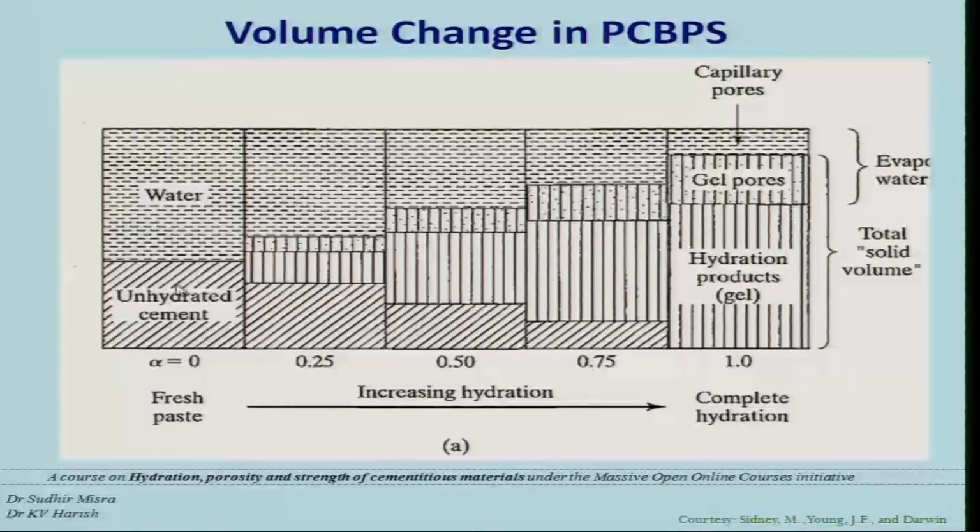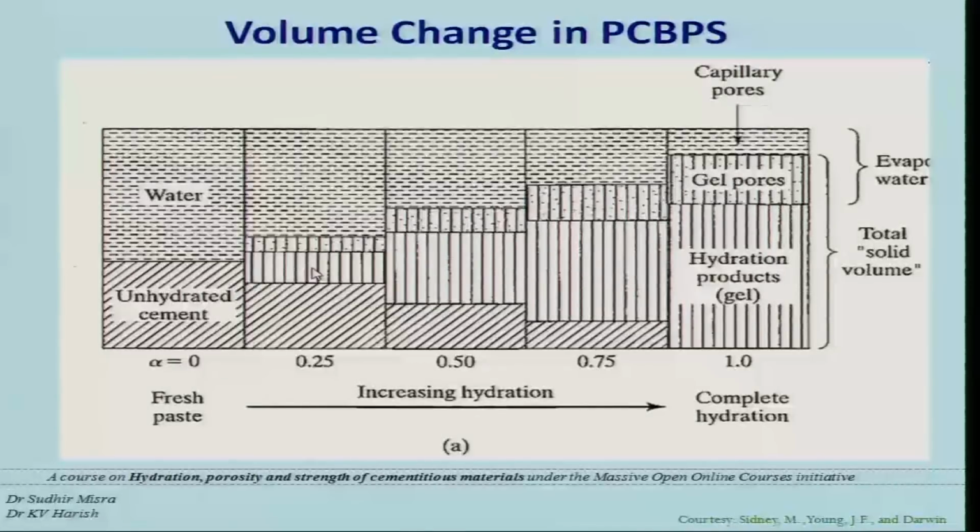So cement will be in the unhydrated state. In this figure, water is shown in dotted lines and unhydrated cement grains are shown in slash lines, and remember that this is a 2D representation. As time passes, cement hydrates, and the unhydrated cement reduces. Alpha equal to 0 is the fresh state of the paste, and with increasing values of alpha the unhydrated cement grains decrease because cement is reacting and forming hydration products.